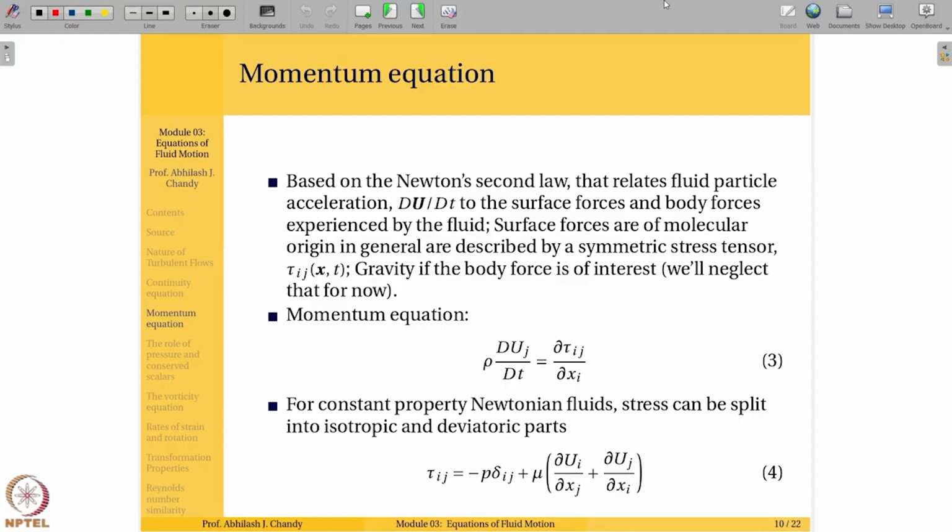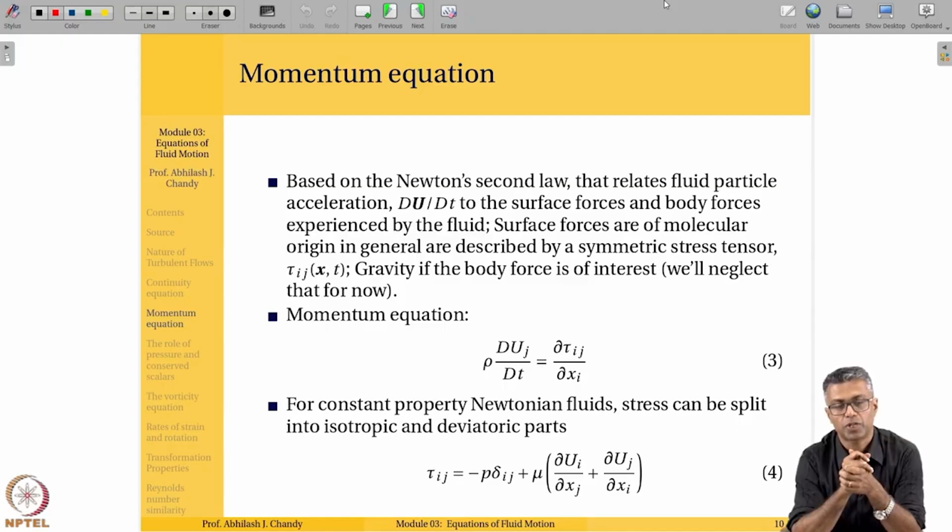Hello everyone. So in the last class, we started to discuss the equations of motion. We made sure we were in the continuum regime, and then we started with the continuity equation. We looked at what would happen to the continuity equation if the incompressible assumption was invoked. Then we moved on to the momentum equation, as you see on the slide here.